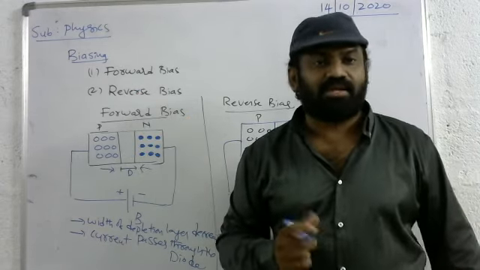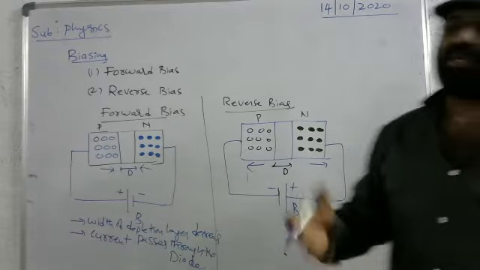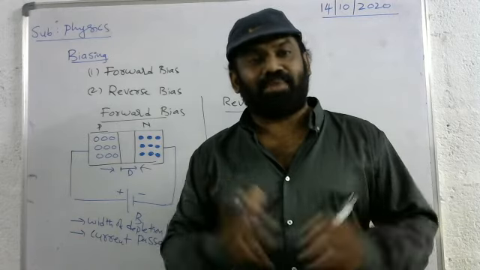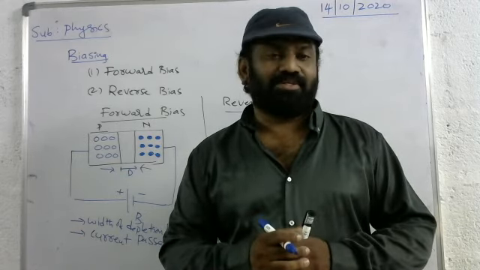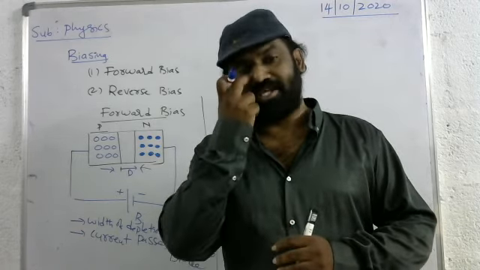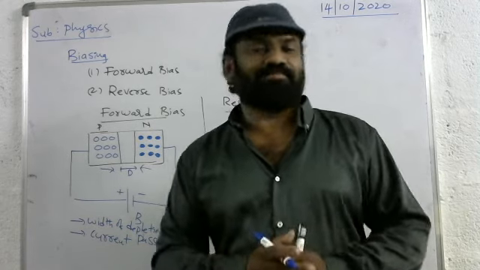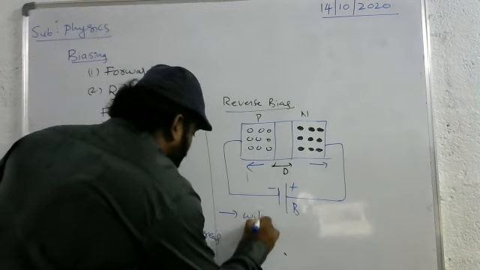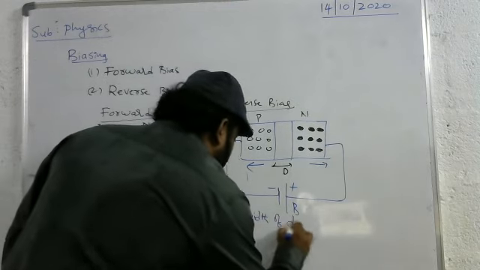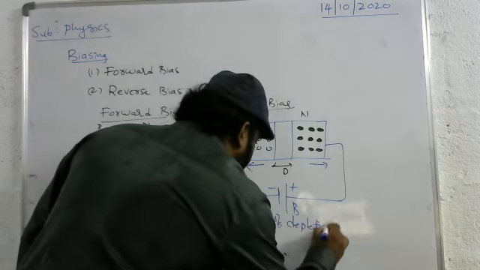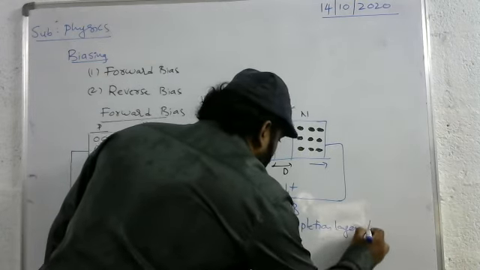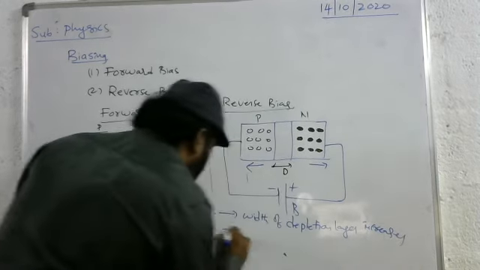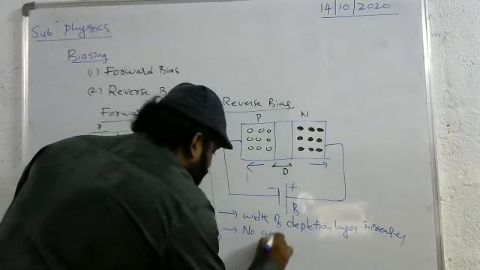So what happens if the depletion layer increases? No current passes through it. It's like a gap, an energy gap between the valence band and conduction band. There is no further flow of electrons allowed when the width is increased. So in reverse bias condition, the width of the depletion layer increases, so no current passes through it.